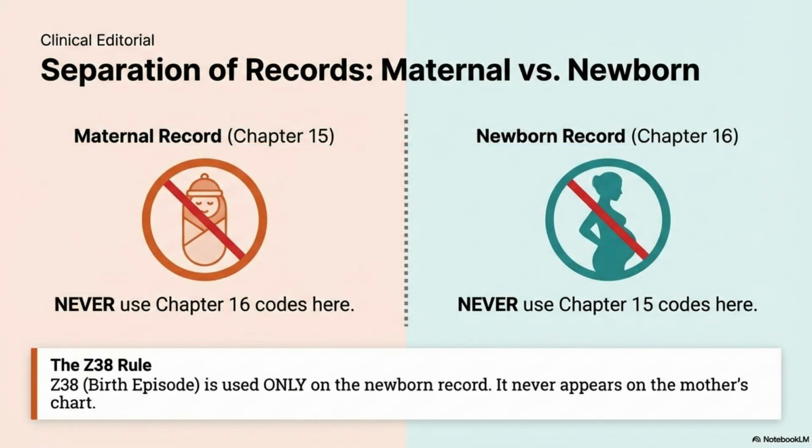This slide highlights one of the most important boundaries in obstetric and newborn coding. Maternal records and newborn records must never mix codes. On the maternal record, you never use Chapter 16 codes. On the newborn record, you never use Chapter 15 codes. And here's the Z38 rule. Z38 is used only on the newborn's birth record. It never appears on the mother's chart, and it's never used more than once.